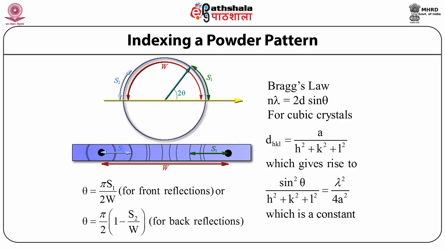Create a table of 1/d values, and create a table of 1/d² values for each peak. Then look for a common factor, that is 1/a and 1/a², that can be divided into each of the 1/d and 1/d² values.